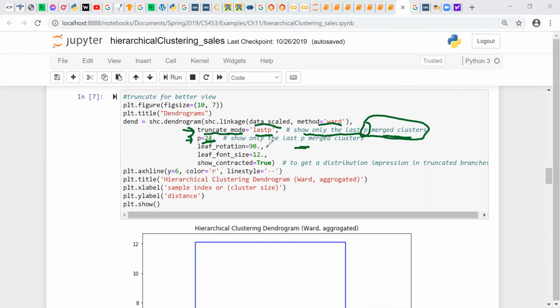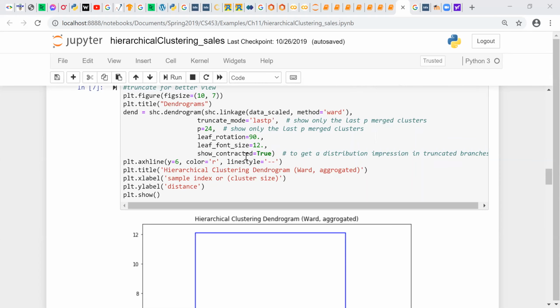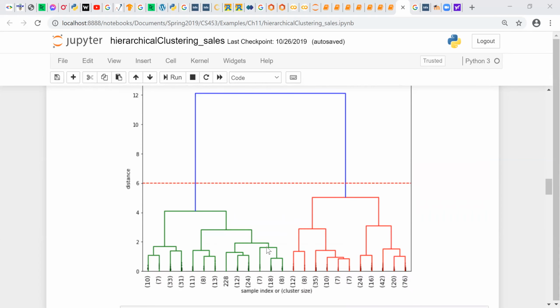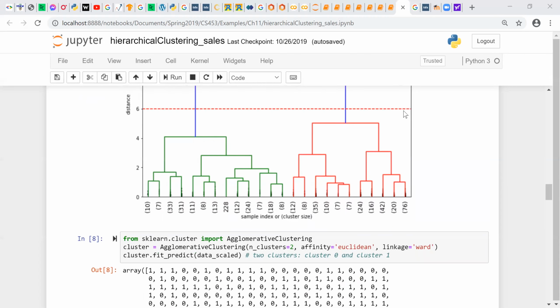Because we want to draw it and label it clearly, you can also specify the rotation and font size. And if you want to get some distribution impression in the truncated dendrogram, we can also do that. So anyway, this shows that you can truncate your original dendrogram. In this case, it gives you a clearer sense. Okay, so that's about this dendrogram.